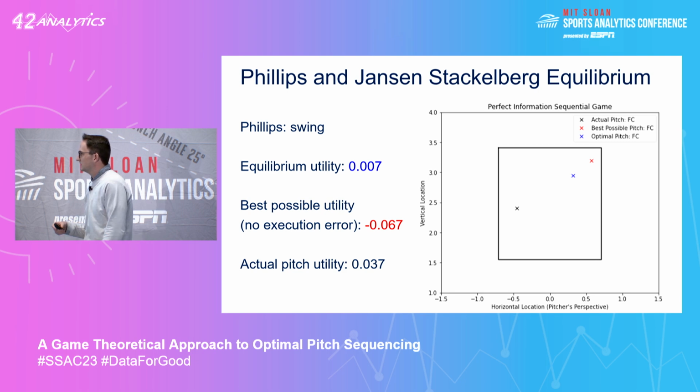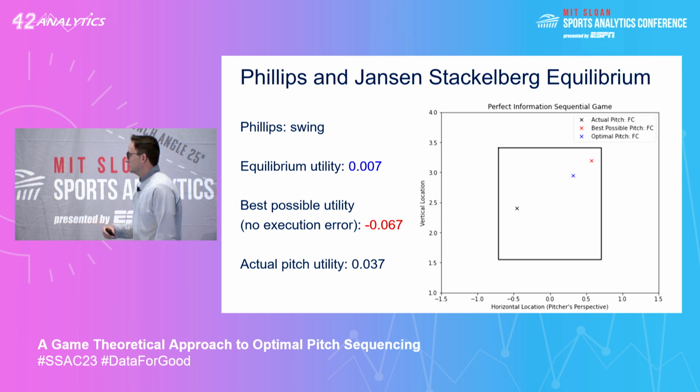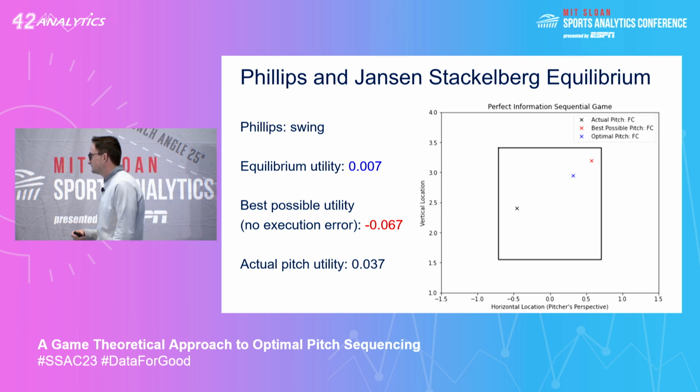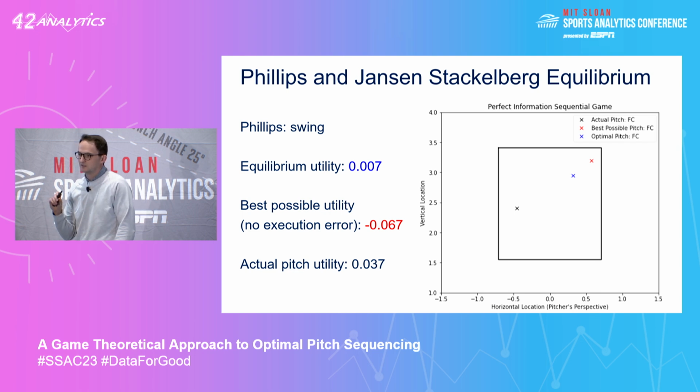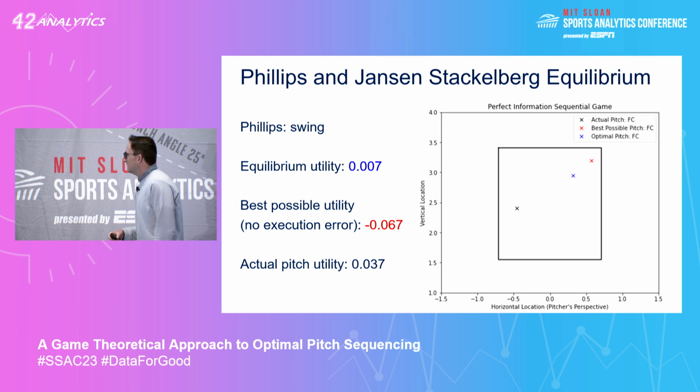And the pitch that Jansen actually threw is that black X, which had a utility of 0.037. So remember, Jansen's trying to minimize utility, so the Stackelberg equilibrium looks like a much better strategy than the pitch he actually threw. The red X, if you're curious, that's if you ignore the execution skill, so you're assuming Jansen is hitting his intended target with certainty. That's the best pitch he can throw, and that gave a utility of negative 0.07.